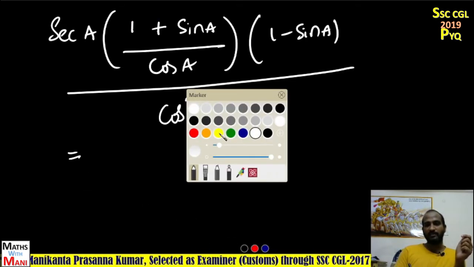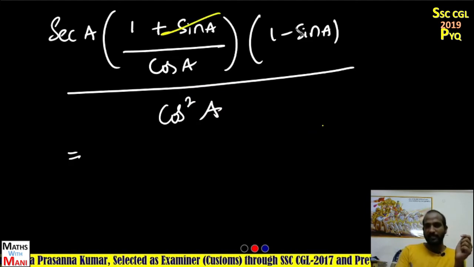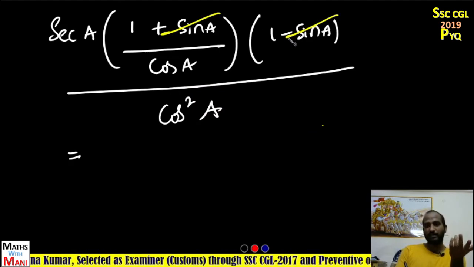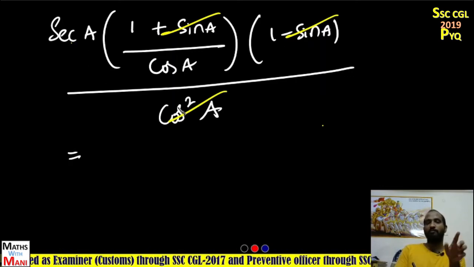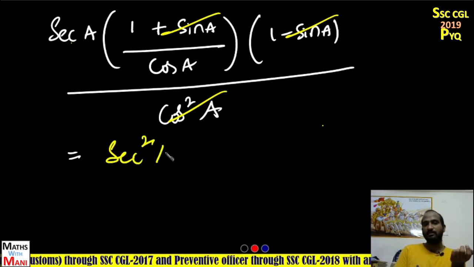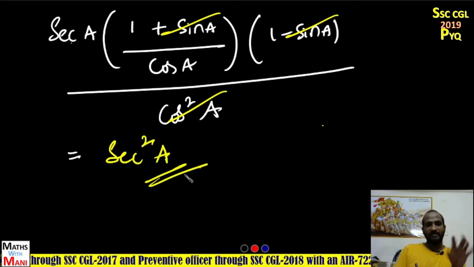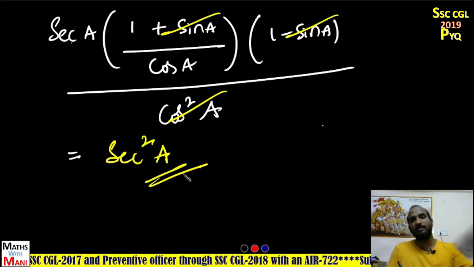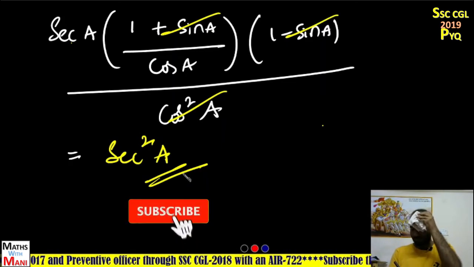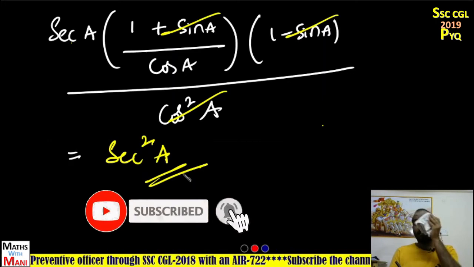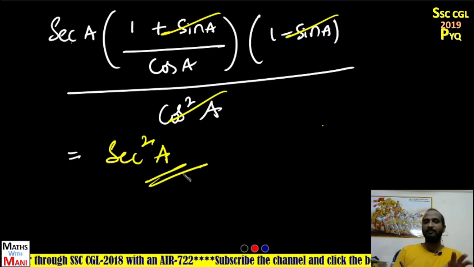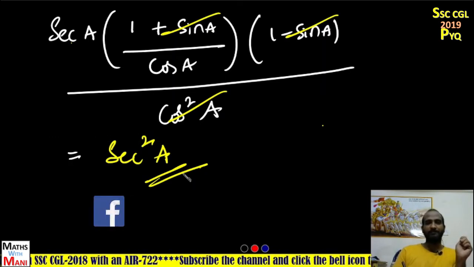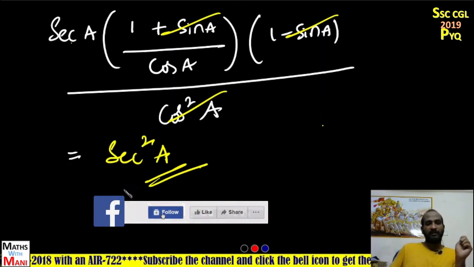I hope all of you understand this. Next, 1 plus sin A into 1 minus sin A is 1 minus sin square A, which is nothing but cos square A. So both get cancelled. Secant A into 1 by cos A. 1 by cos A means secant A. So secant A into secant A, secant square A. That's it. Same thing. But here please observe this. It is also a single step problem, when you know the identities very well. Otherwise, it will take many steps. Okay. Clear? Next one.